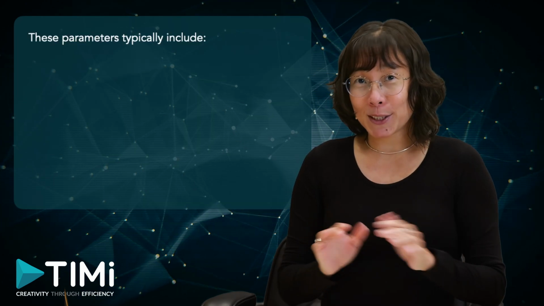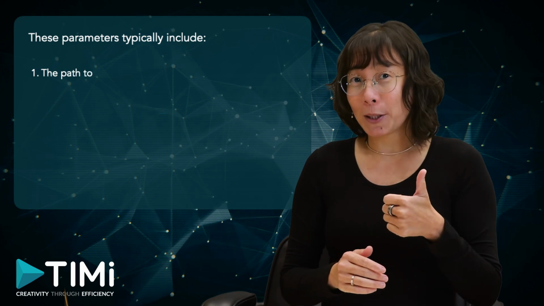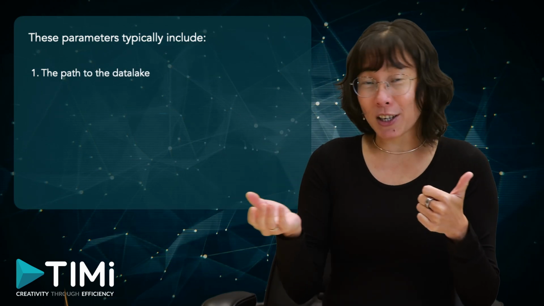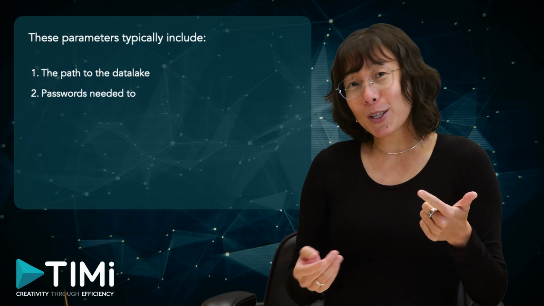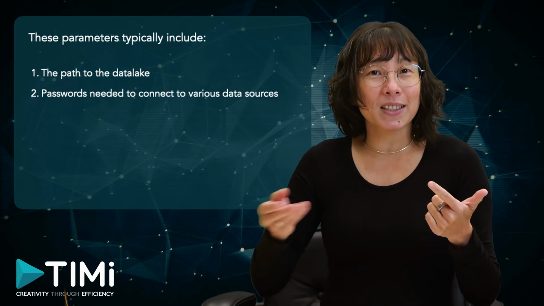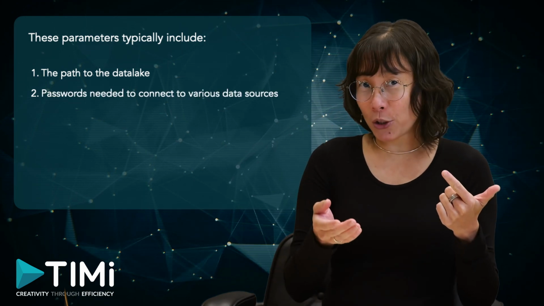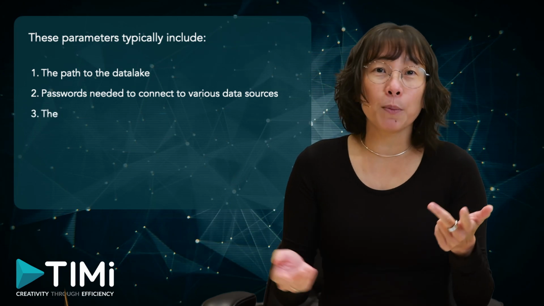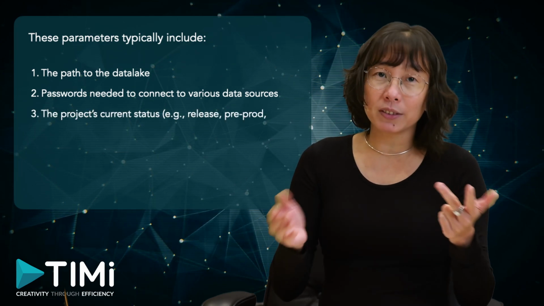These parameters typically include: 1. The path to the data lake where all the data files for the project are stored. 2. Passwords needed to connect to various data sources required for the project. 3. The project's current status, for example, release, pre-production, and development, etc.